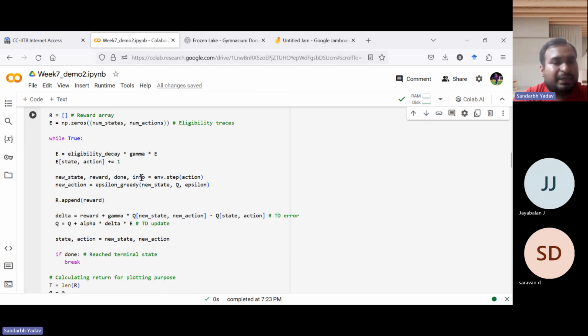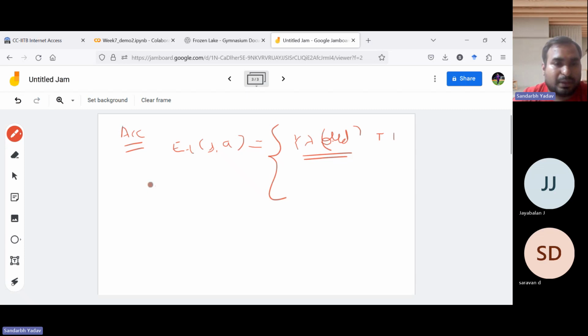Now what we are doing is taking that action in the environment, and the environment will return us the next state and the reward. It also returns something called done if the episode is terminated. Based on this new state, we will take a new action. Remember SARSA? SARSA is on-policy, so we need this next action also in order to compute the update for SARSA.